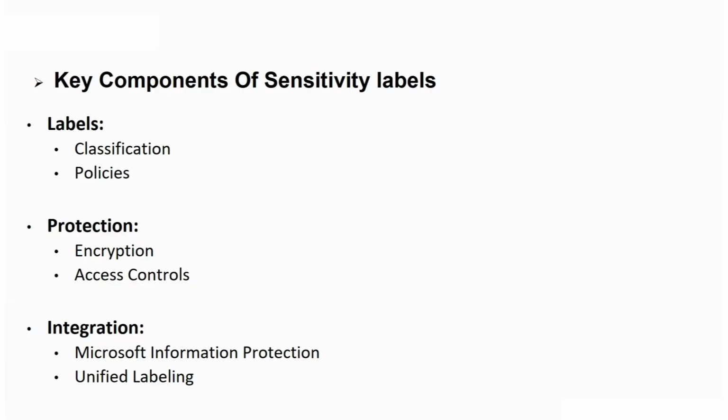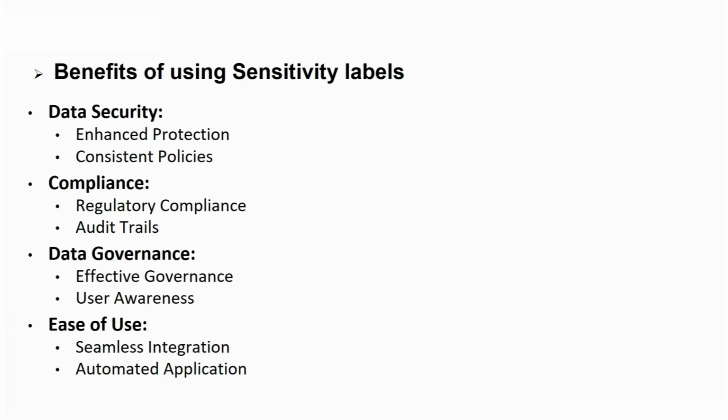Then we have the integration, in which we have Microsoft Information Protection, which is also known as MIP. In this, the labels in Power BI are a part of the broader MIP framework, allowing for consistent data protection across Microsoft 365 applications like Excel, Word, and Outlook. Then we also have the unified labeling. So the sensitivity labels across different platforms and applications use the same kind of labels to ensure uniform data protection.